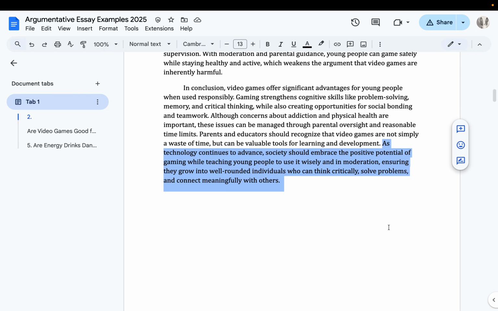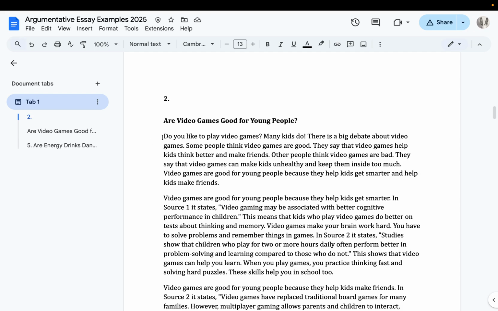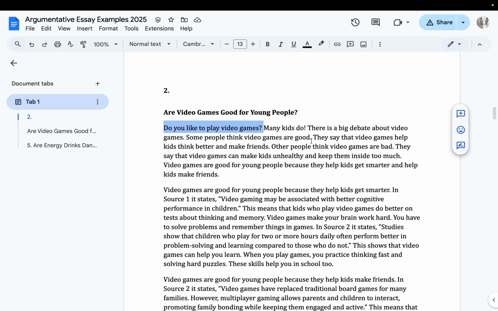Now let's look at the one that's a little more simpler. Do you like to play video games? It's a simple question, right? Many kids do. So here, you see how much shorter this paragraph is than the other one? This is the same topic, but this one's simpler. It has less complex sentence structure.